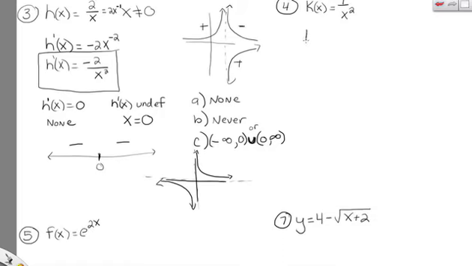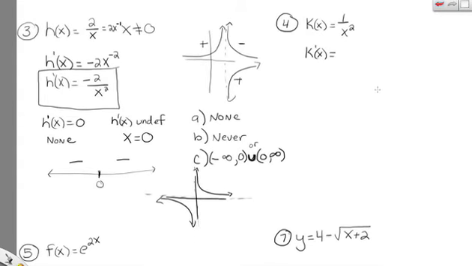Okay, so now let's do number 4, the derivative of k. Again, I'm going to do this as a negative exponent, so I'm going to look at this as x to the negative 2. So the derivative will be negative 2 x to the negative 3, or negative 2 over x cubed. So when is the derivative equal to 0? None. When is the derivative undefined?